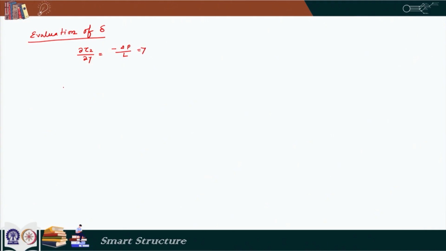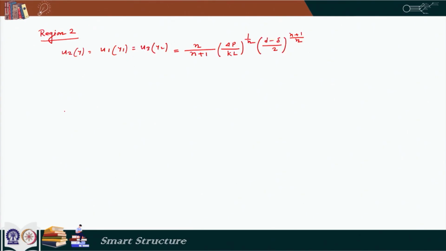So, tau 2 is the stress in region 2. If we integrate the equation, it gives us tau 2 as a function of y is equal to minus del p by L times y plus C3. And then we know that at y equal to y1, the stress is tau y, the yield stress, and at y equal to y2 the stress is minus tau y.